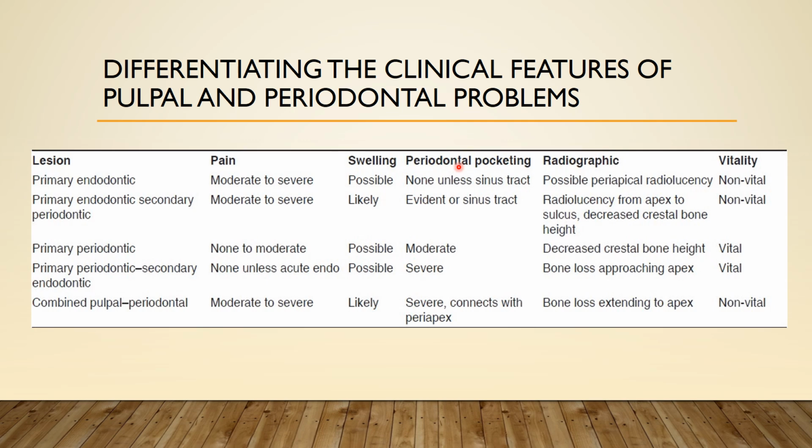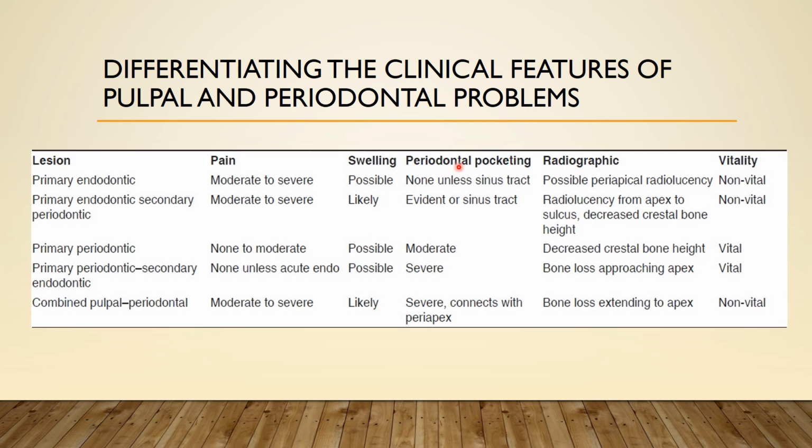And in combined pulpal periodontal lesions, you can get a severe pocket depth which connects with the periapex. Okay, so coming to the radiographic findings, in primary endo you can see possible periapical radiolucency, but it will be very mild. In primary endo, secondary perio, there will definitely be radiolucency from the apex to the sulcus, which decreases the crestal bone height.